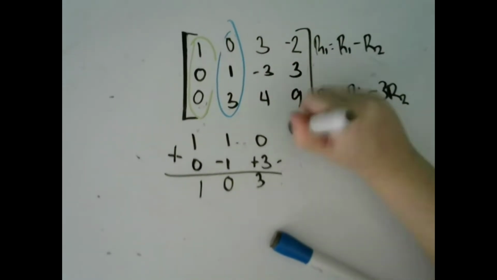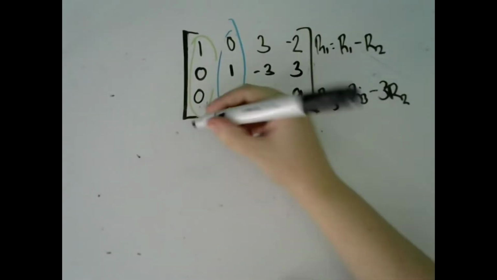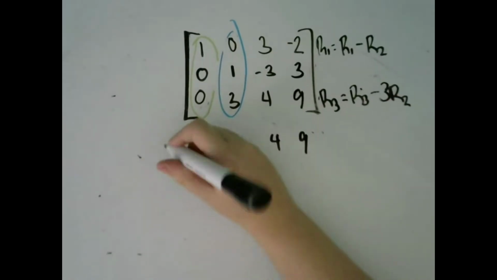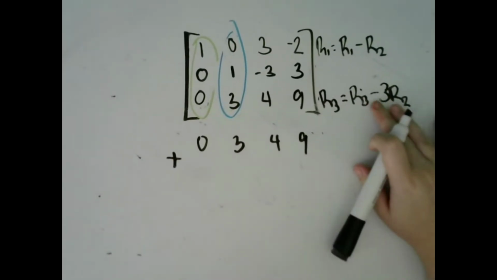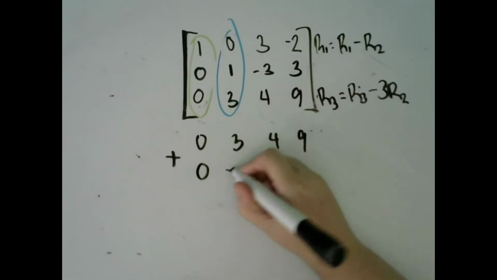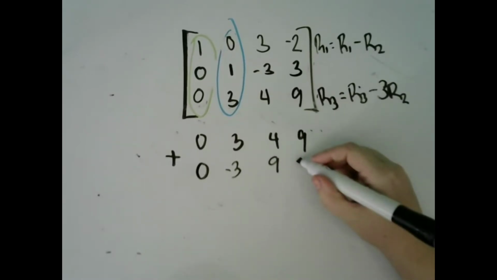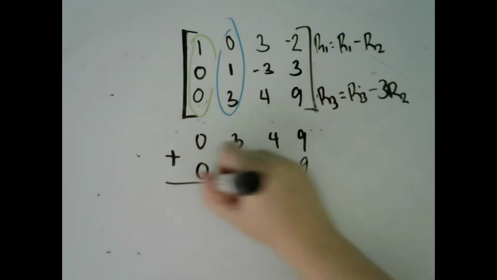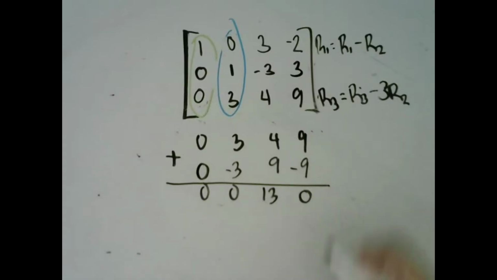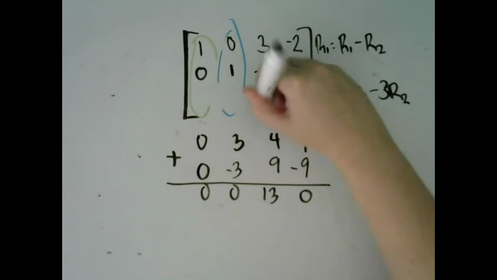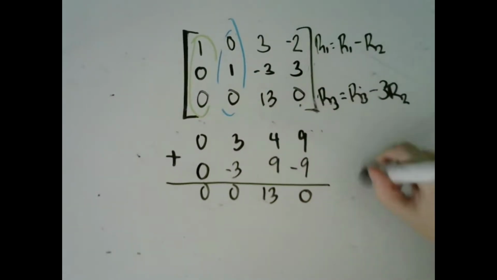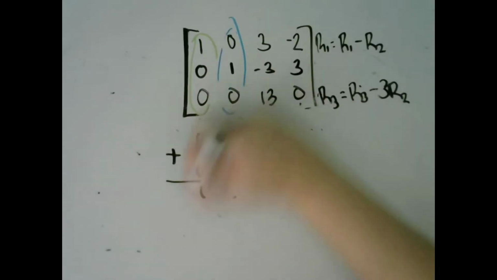And we're going to repeat this process with row 3. Row 3 currently is 0, 3, 4, 9. And again, I prefer students to add and distribute whatever value is here. So we're going to distribute a negative 3 to row 2, and that's going to give us 0, negative 3, positive 9, and negative 9. We're left with 0, 0, 13, 0. So from here, we want to fix column 3.